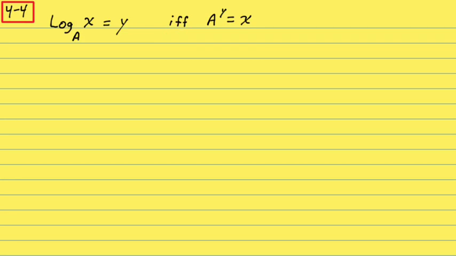Now, the first way is written logarithmically. The second one is written exponentially. So sometimes you're going to have to convert from logarithmic form to exponential form and exponential form to logarithmic form. Here's just a basic example.